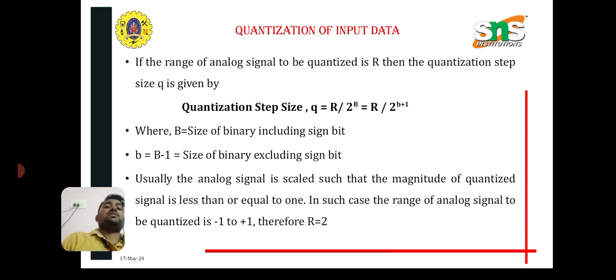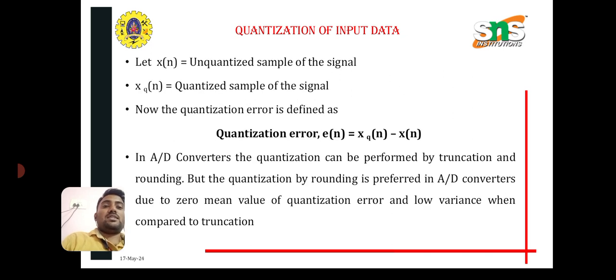We saw in the first lecture video that in sign magnitude, positive is represented by 0 bit and negative is represented by 1. Small b equal to capital B minus 1, the size of the binary code excluding the sign bit. Usually the analog signal is scaled such that the magnitude of the quantized signal is less than or equal to 1. In such a case, the range of the analog signal to be quantized is -1 to +1. Therefore, R equal to 2. The quantization error e of n equals xq of n, which means the quantized signal, minus the unquantized signal x of n.